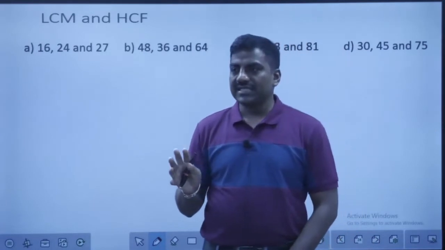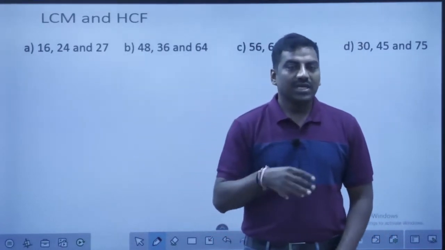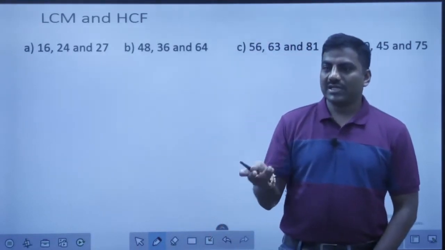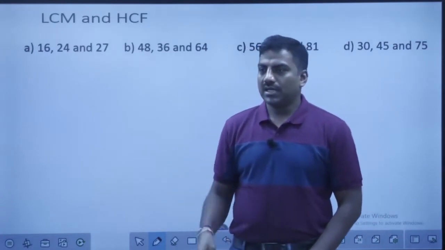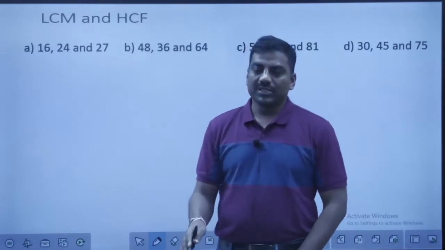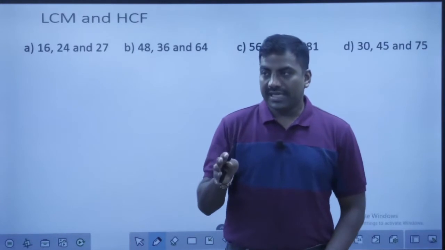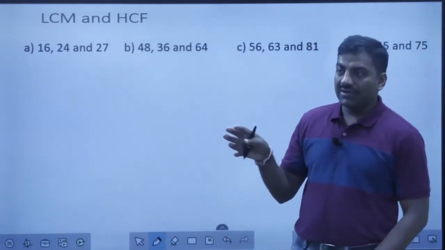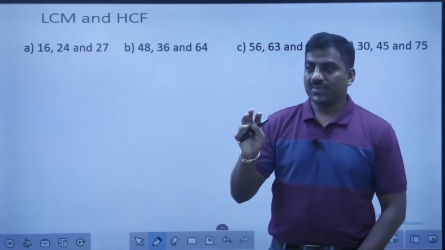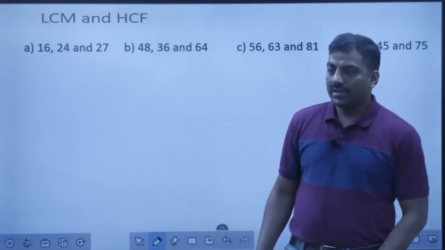In HCF, we take only the factors or the divisors into consideration. If there are no common factors for the given numbers, then what do we do? We just take the HCF as 1. Okay. Then with respect to LCM, we take the divisors that have divided all the given numbers, the divisors which have divided at least two given numbers, and finally we take the quotients also into consideration and write the LCM.